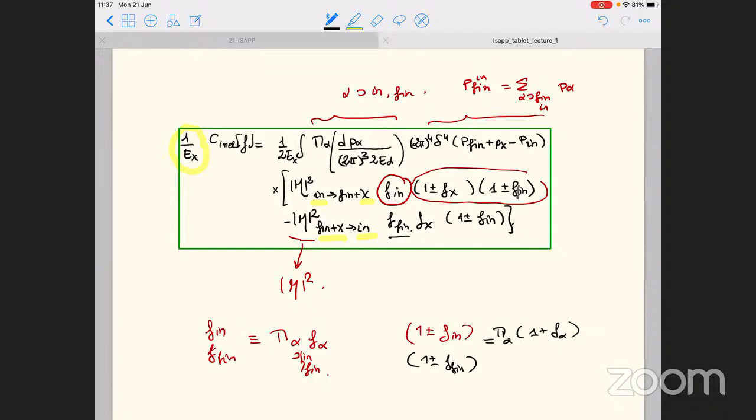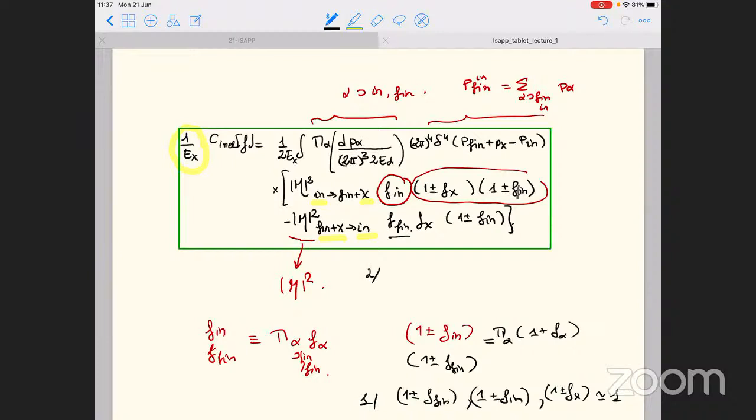I'm also going to assume that 1 plus or minus f_in, 1 plus or minus f_fin, and 1 plus or minus f_chi, depending on whether chi is a scalar or fermion, are equal to 1. So I'm just going to take these factors to be 1. This is one assumption. A second assumption is that I'm going to assume CP invariance.